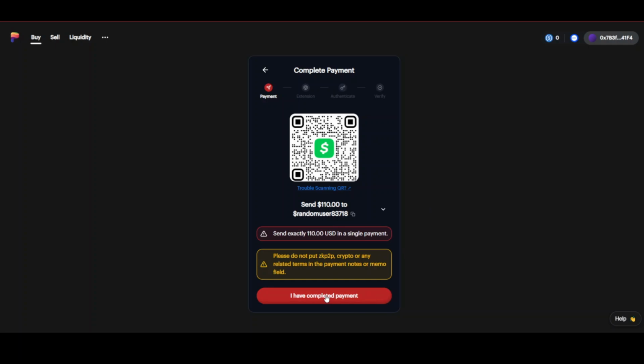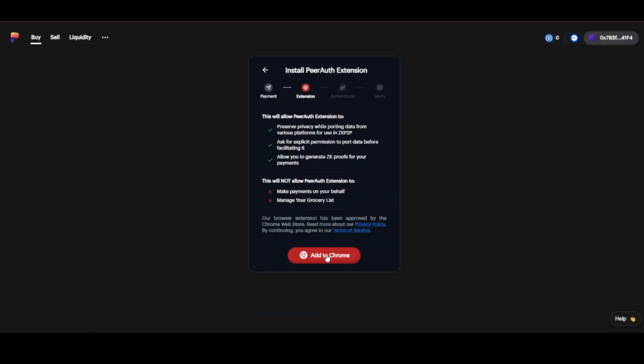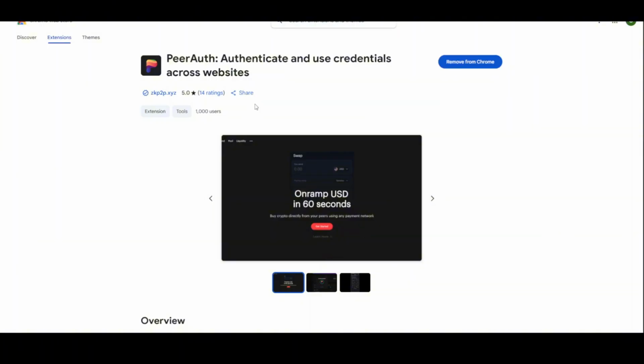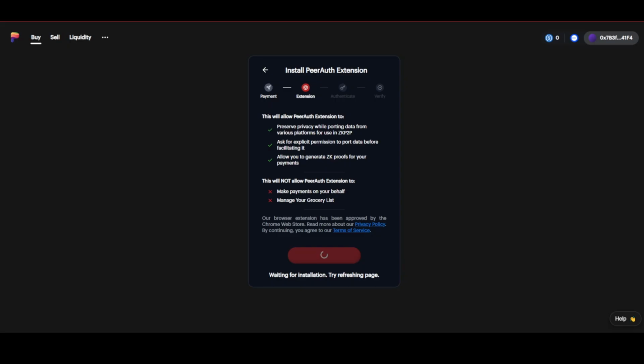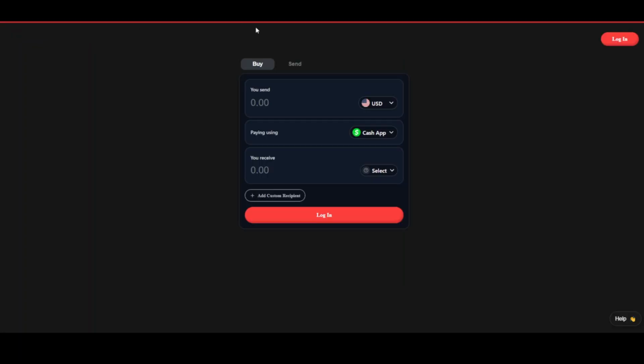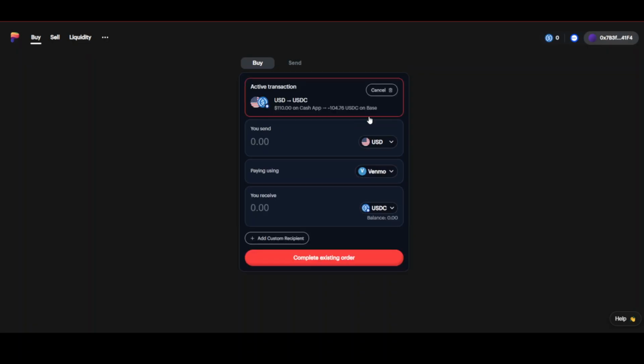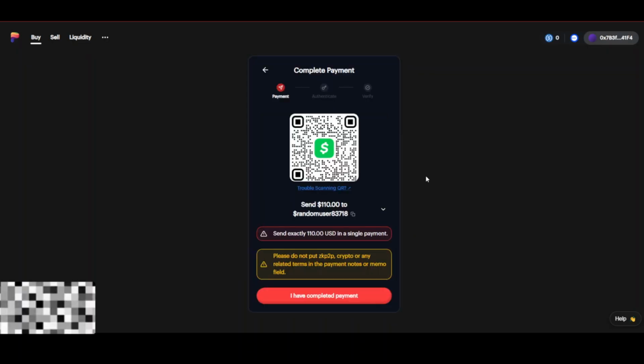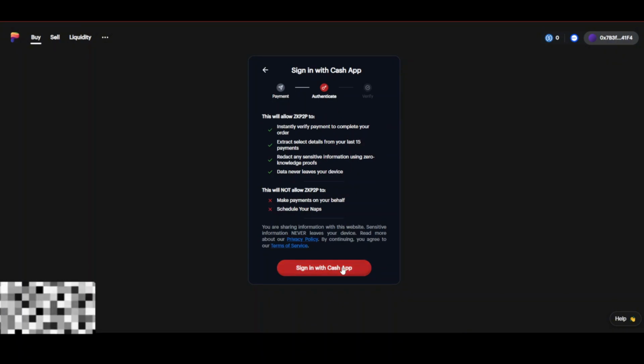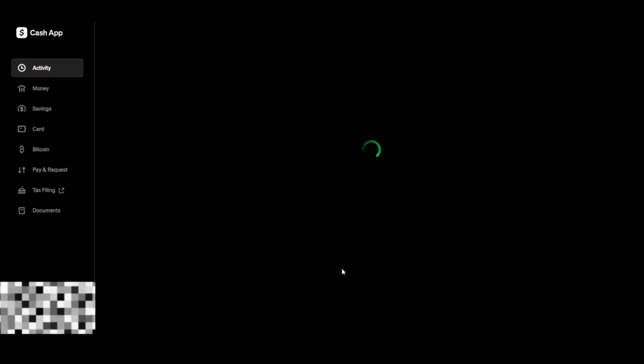So go to completed payment, and it's gonna pop up that extension. You'll see. Ready? It's gonna add. I have the extension. I don't know why it's telling me to add it. Okay, so it's waiting. Sometimes you gotta refresh the page. Just hit refresh. Usually it doesn't have that problem. Go back to the transaction. Now sign in with Cash App. There's a little glitch, but usually you don't have that glitch. And that's like the second time that's ever happened to me.